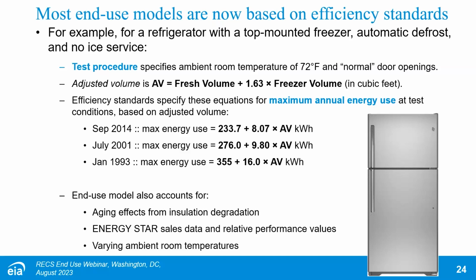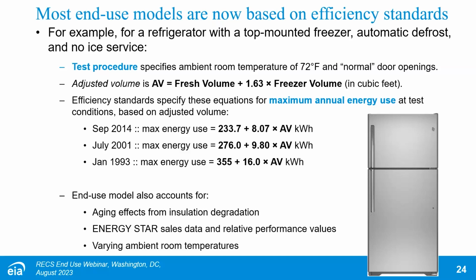So the test conditions say that the refrigerator should be in a room with an ambient temperature of 72 Fahrenheit and be subject to normal door openings. Now, we don't stop there. We also have evidence in the literature that insulation degrades over time in refrigerators and freezers. And so we have an aging effect that we scale from evidence in the literature.